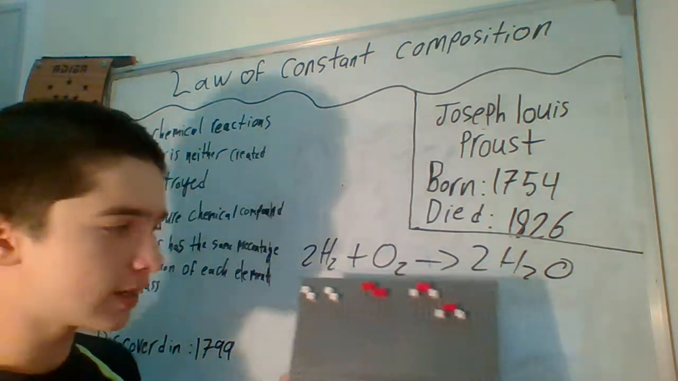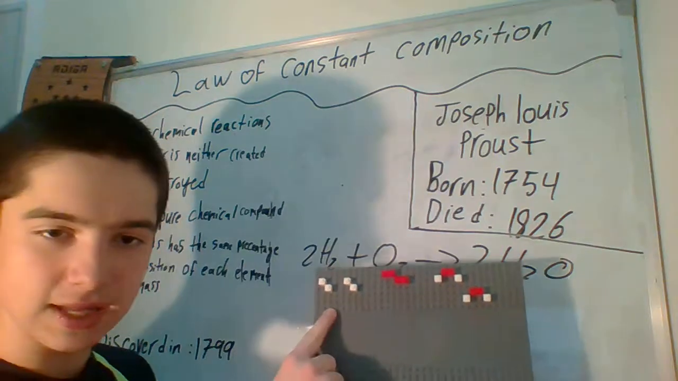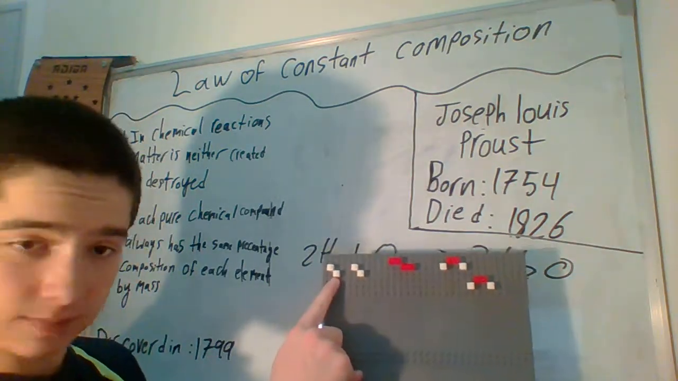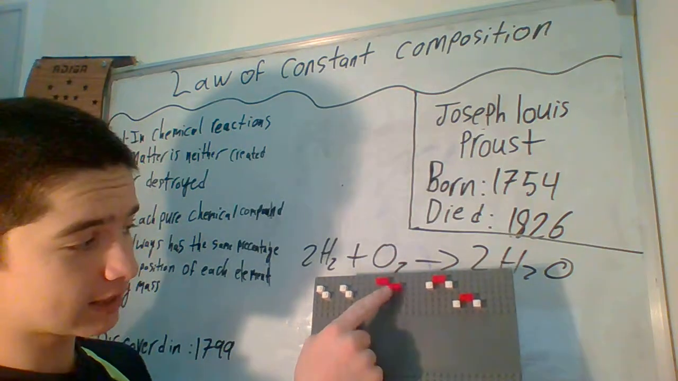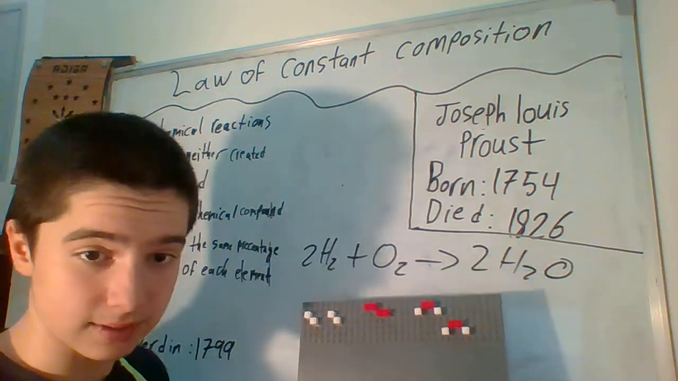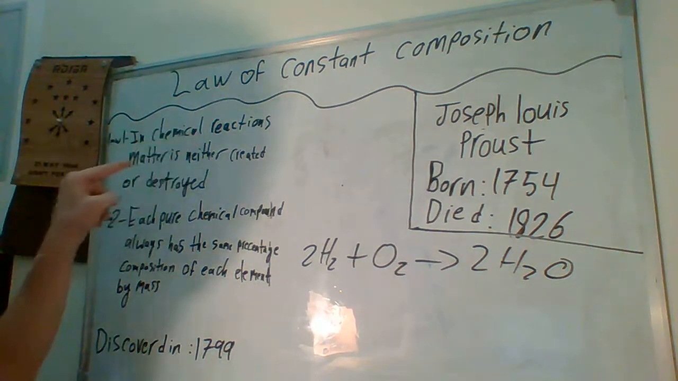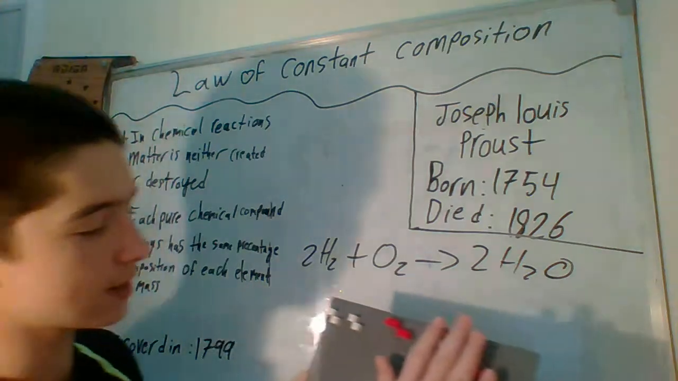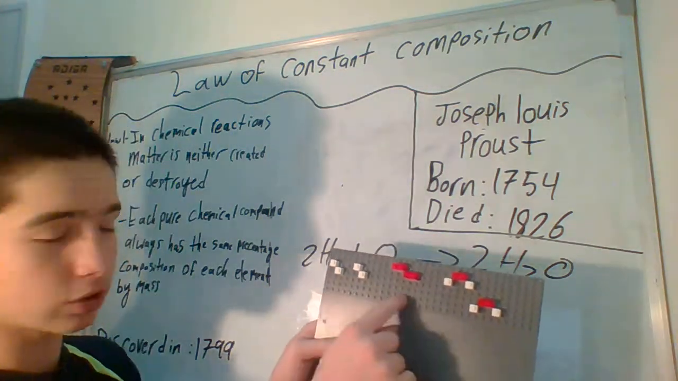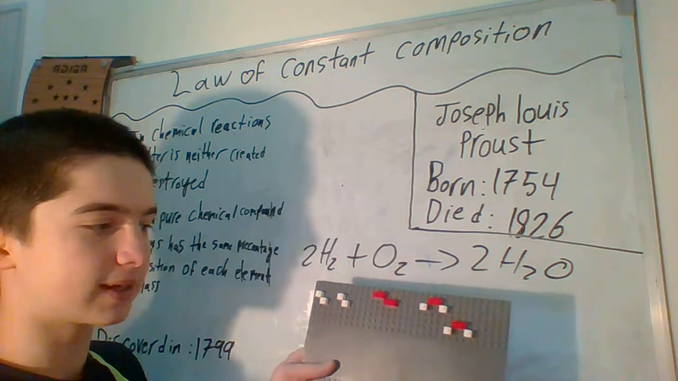Well, for the first law, look in here. How many hydrogen atoms do we have? 1, 2, 3, 4. 4 hydrogen atoms. And how many oxygen atoms? 2 on the reactant side. The law states that in chemical reactions, matter is neither created nor destroyed. So here we prove that matter is not destroyed, and also you will not have any matter that's been created.